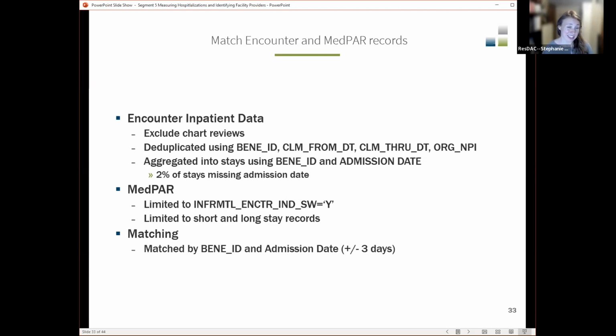Now, about 2% of stays were missing admission date. I wish this weren't true of every administrative data source I've ever worked with. There's things where you're like, how is that possible? And yet, generally, like 1 or 2%, we just sort of say, we don't know, but it's there.